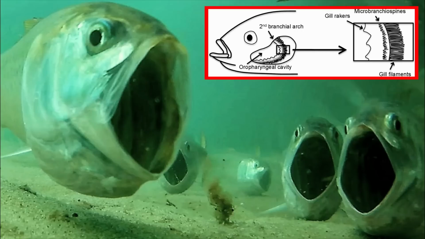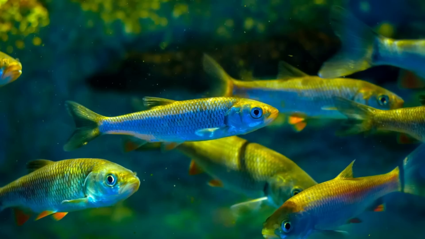Others are suspension feeders that catch suspended microorganisms on their gill rakers, which are bony, finger-like projections that line the inner surfaces of the gill arches and pass edible bits into their esophagus. Gill rakers vary in size and shape among different species and are typically longer and more numerous in filter-feeding fish such as carp and herrings.